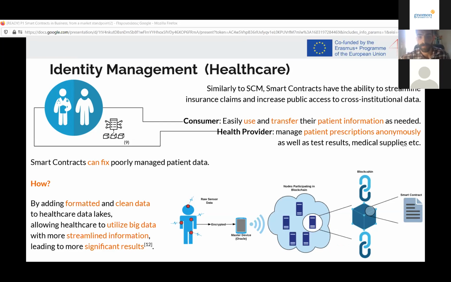Smart contracts, of course, can fix poorly managed patient data, but how? In the work of Griggs and others 2 years ago, as you can see in the relevant figure, it was demonstrated that Ethereum smart contracts can automatically keep clinical anonymous data in a permanent ledger in order to utilize big data with more streamlined information, leading to more significant results. Sensors were connected to an Oracle master device, which transmits the data to a network of nodes and then into the blockchain. Afterwards, smart contracts, the account holders, as we call them, send the data, store the data, and then control the type, quantity, and quality of information that is going to be transferred to additional identities, let's say doctors, medics, governmental state organizations, etc.